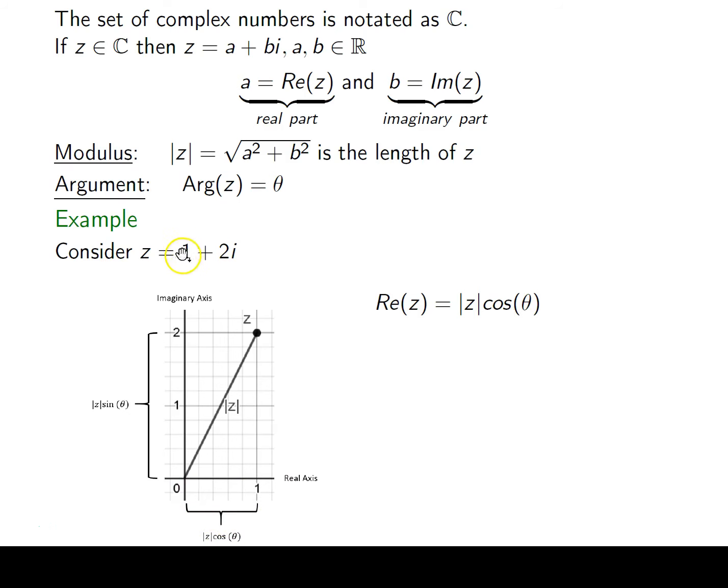Okay, so the real part of z is equal to the modulus of z times cosine theta, right? The real part, Re of z, is the modulus of z times cosine theta. Similar for the imaginary part of z, it is the modulus of z times the sine of the angle that's formed.